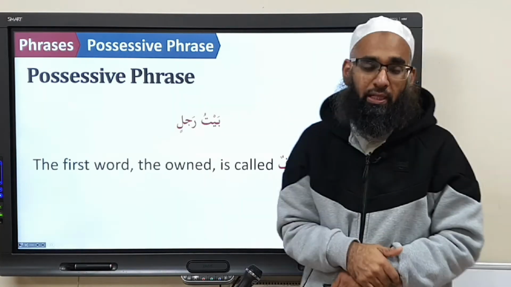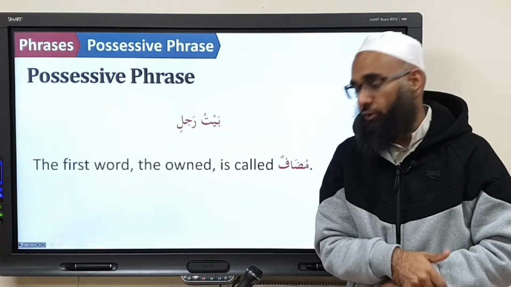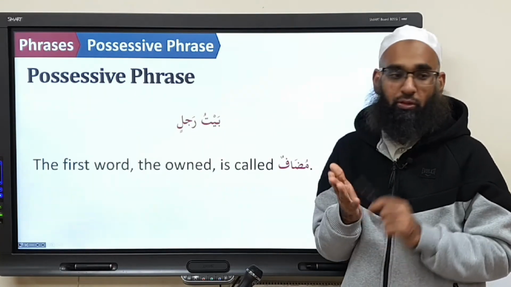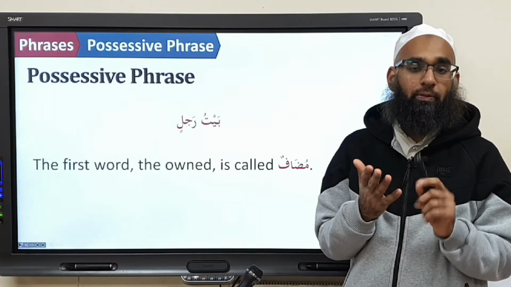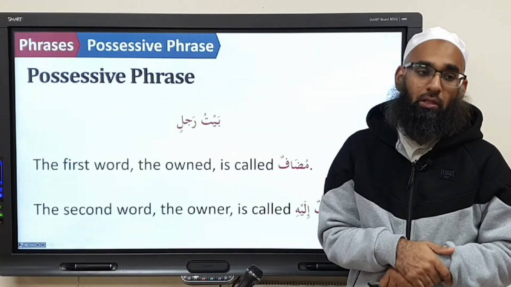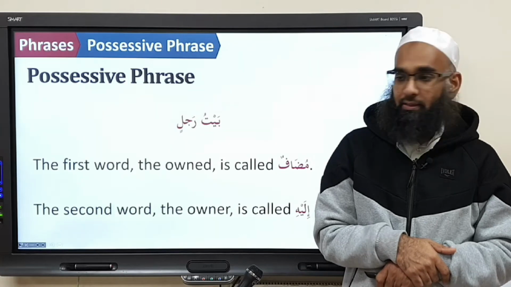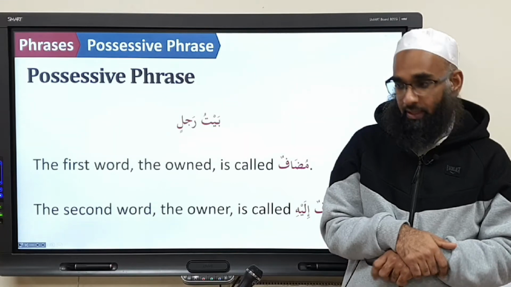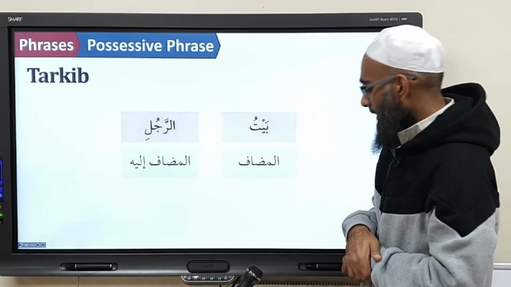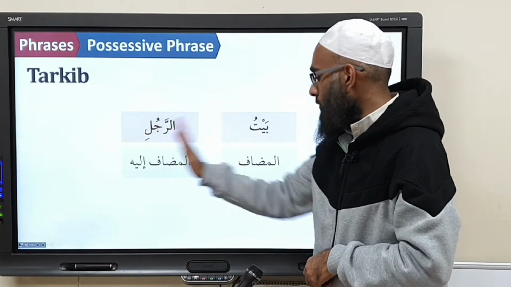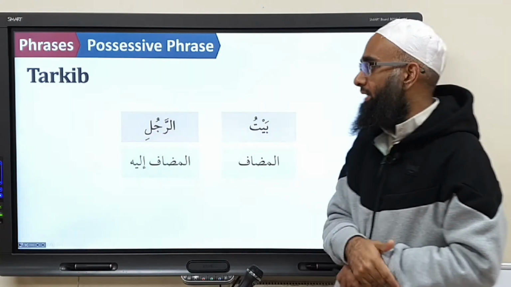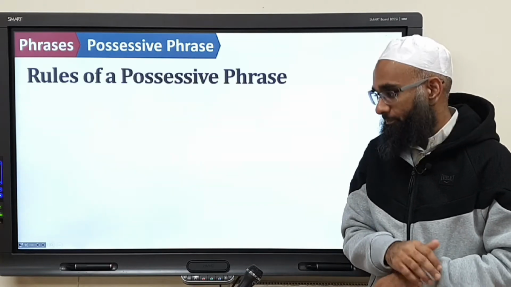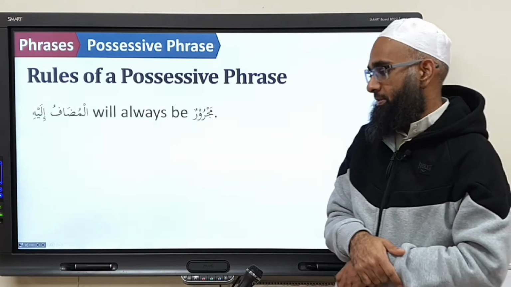The first word is called the mudafun. What's the first word called? Mudafun. So the first word is called mudafun. Yes? And the second word is called mudafun ilay. Yes? So for example, now in our tarkib, in our structure, say baytur rajul. Bayt is the mudaf and al-mudaf ilay is the rajul. You get your green pen and you highlight at the bottom. Yes? Okay? What's the rule of possessive phrase?